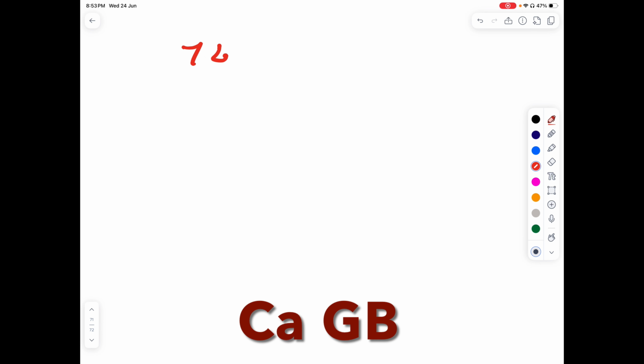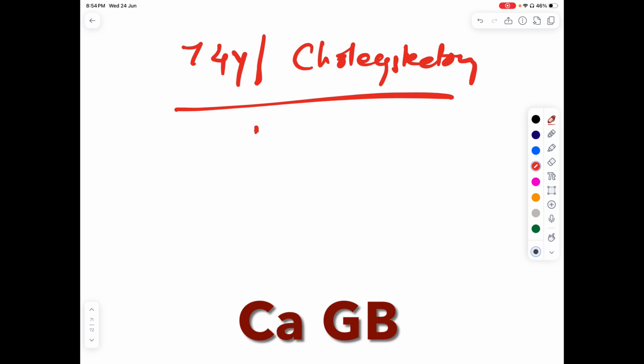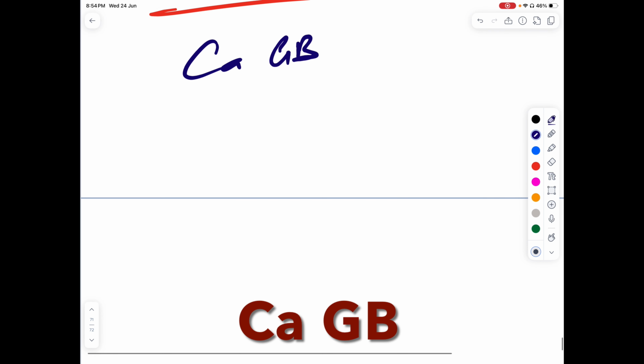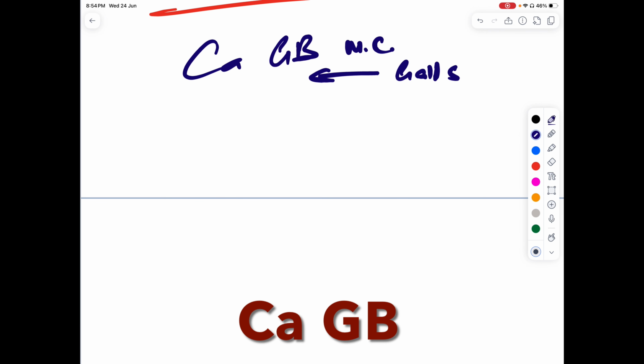A 74-year-old man or woman who has undergone cholecystectomy, and during operation the gallbladder is thickened and fixed to the liver. So this is suspected of carcinoma of gallbladder. So what is the most common risk factor in the UK? It is gallstone. So that is most common.